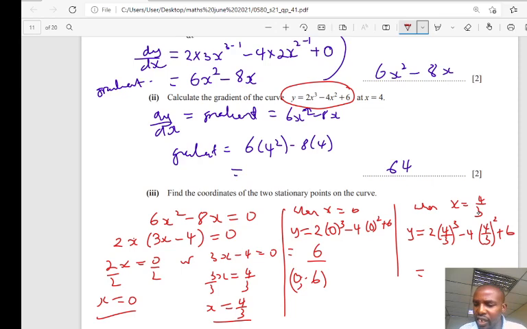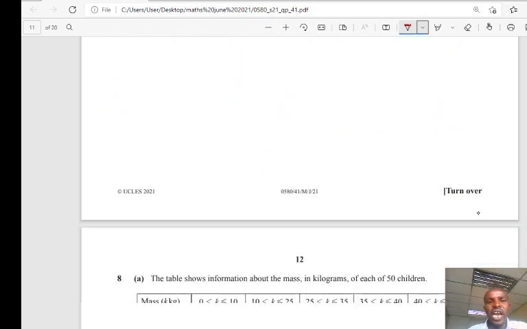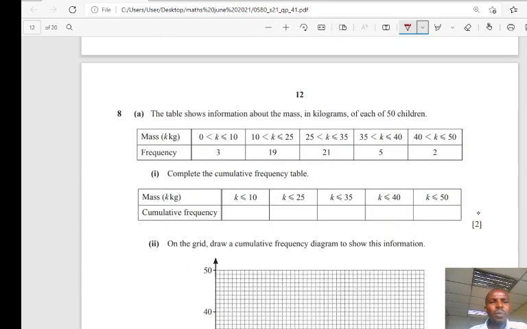Then what do you get here? 98 over 27. So the coordinates now are x 0, y 6, and x 4 over 3, y 98 over 27. These are the coordinate points. Then done. Next, question number 8.